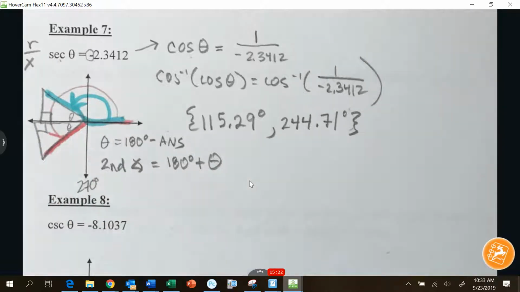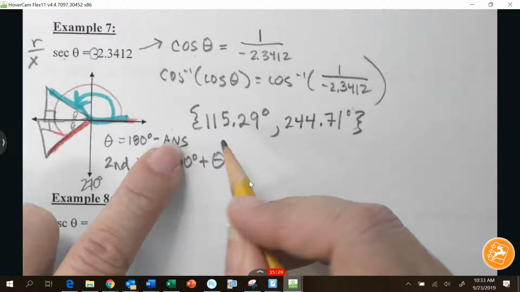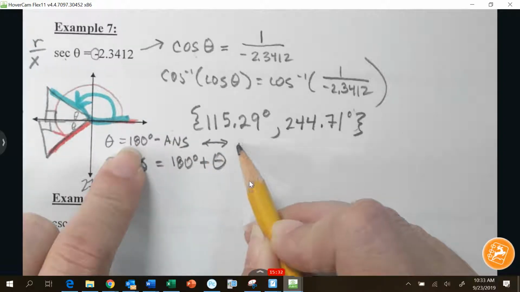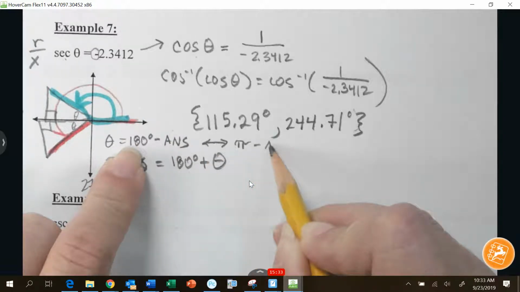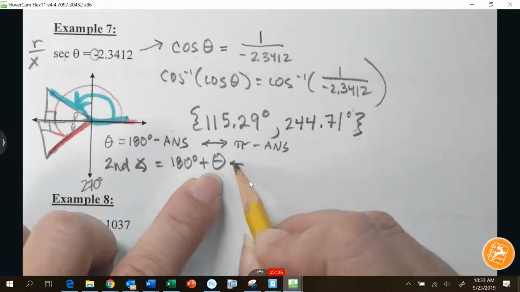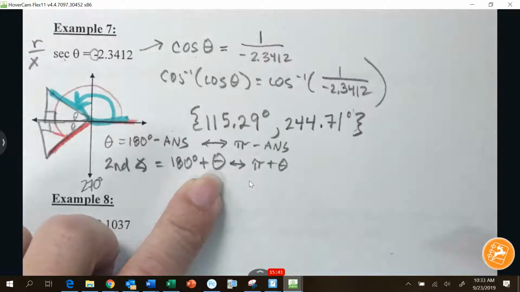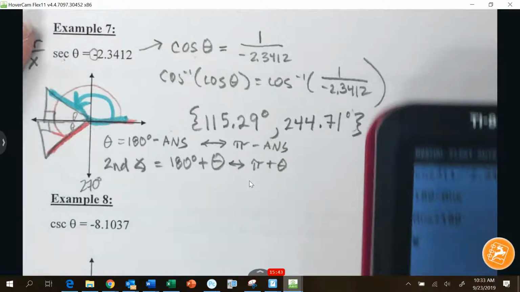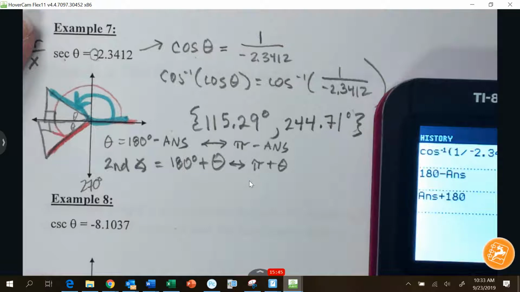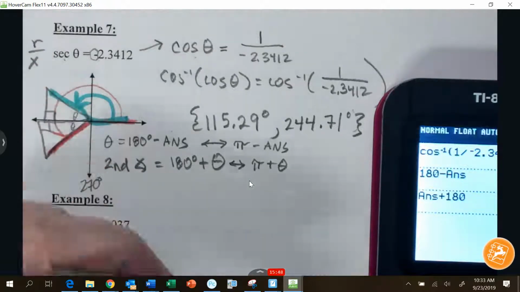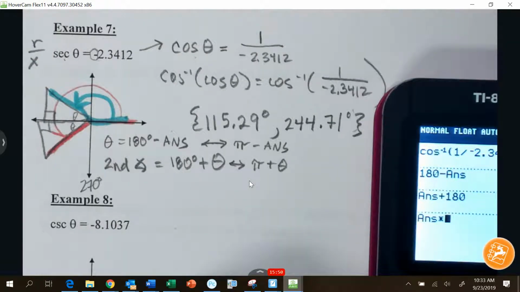So if you were going to do this with radians, if you change your calculator to radian mode, the work would be the same, but you would use pi minus the answer, and you would use pi plus the theta. You would just use pi instead of 180. Or you can just go up in phase and hit times pi divided by 180. Either method is totally fine.